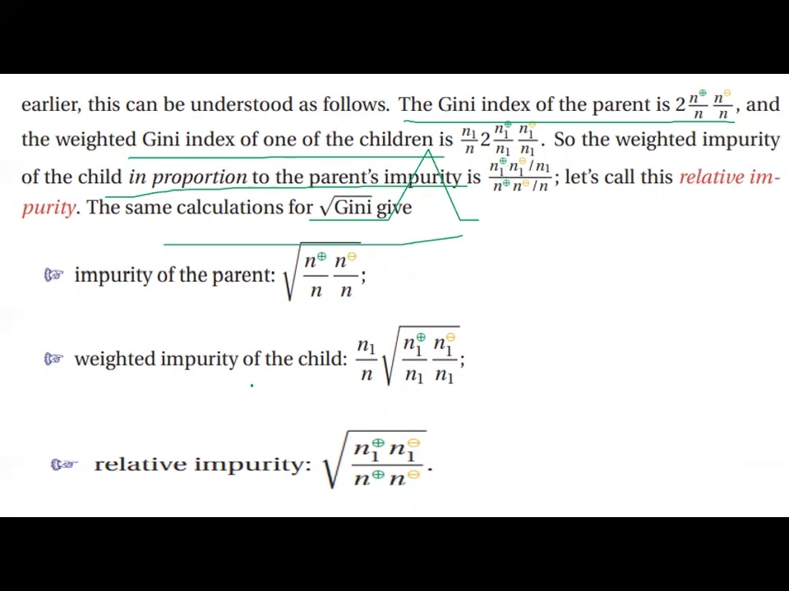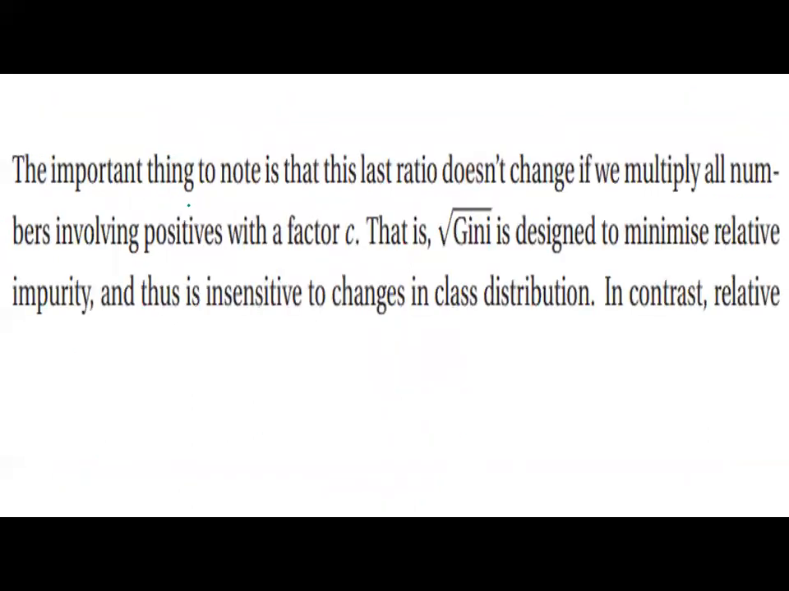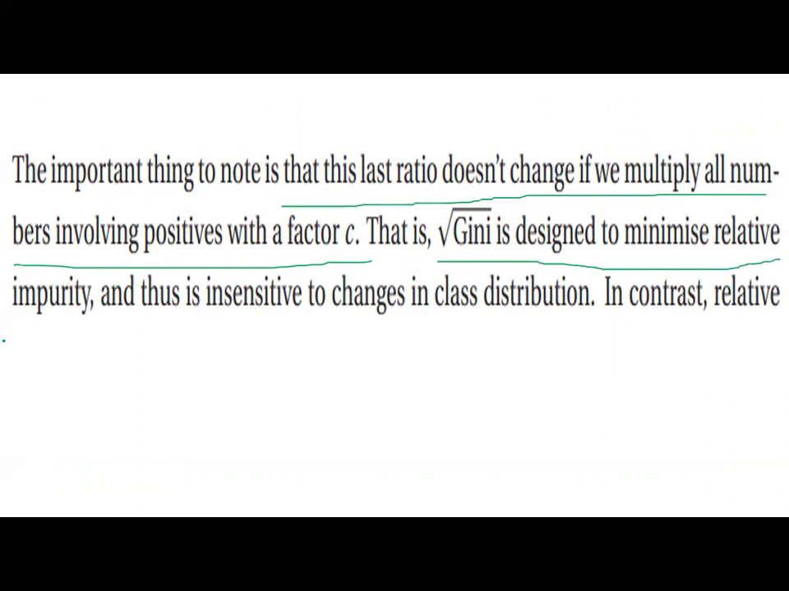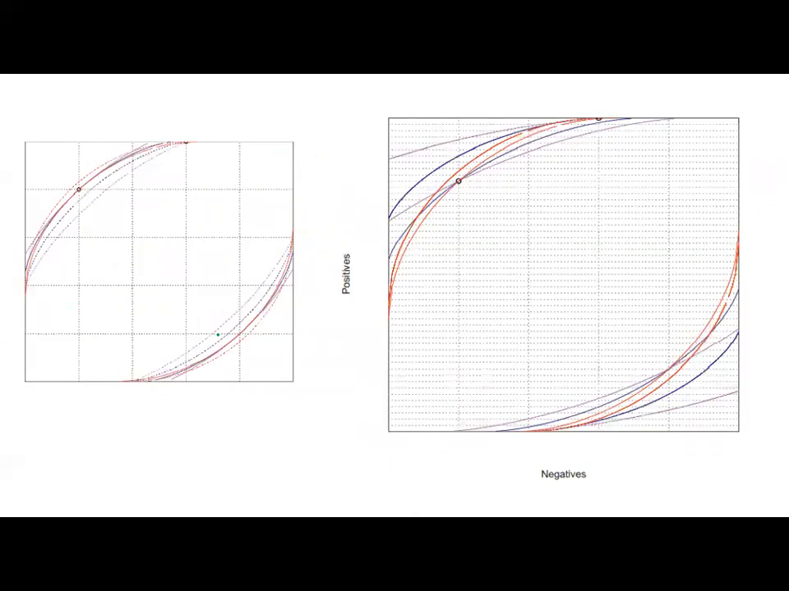So if you see here, the important thing to note is that the last ratio does not change if you multiply all numbers involving positive with a factor C. That is, root Gini is designed to minimize relative impurity and thus is insensitive to changes in class distribution. This is very important. Whereas others are sensitive. You can also see the same here with a graph.